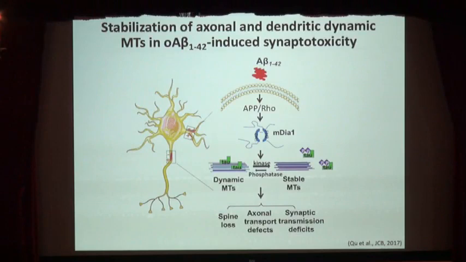And interestingly, even the stabilization of dynamic microtubules alone is sufficient to induce synaptotoxicity, including spine loss, axonal transport defects, and synaptic transmission deficits. However, we still don't know whether microtubule dynamics are directly affected at synapses and whether these are directly related to A-beta synaptotoxicity.